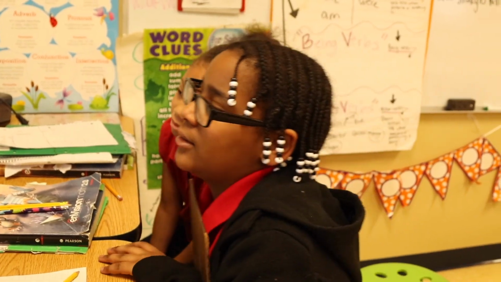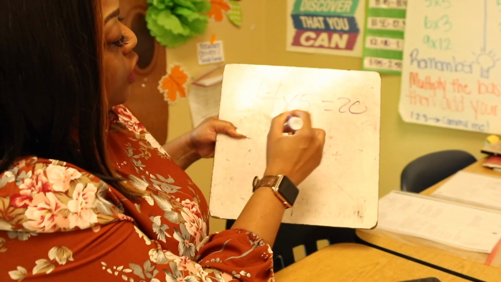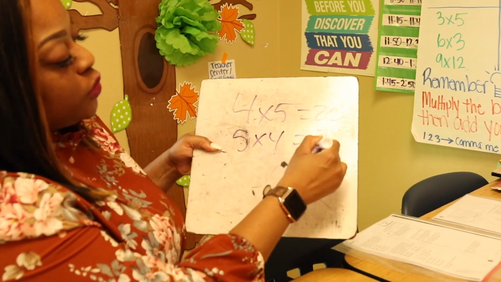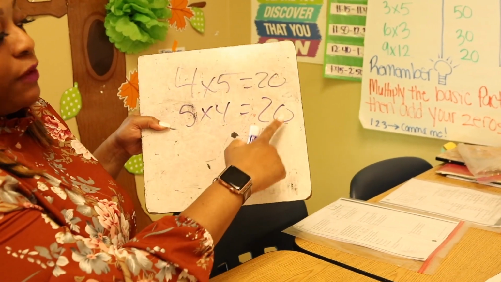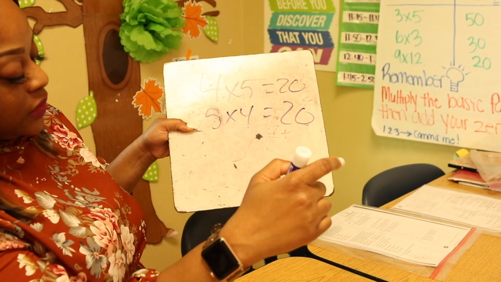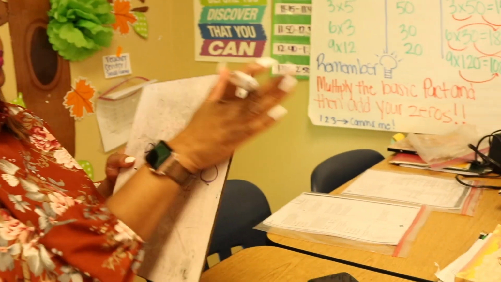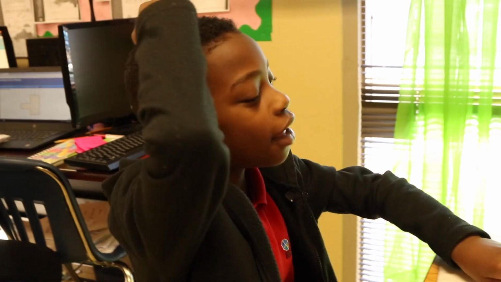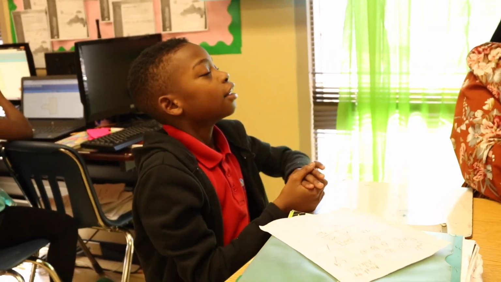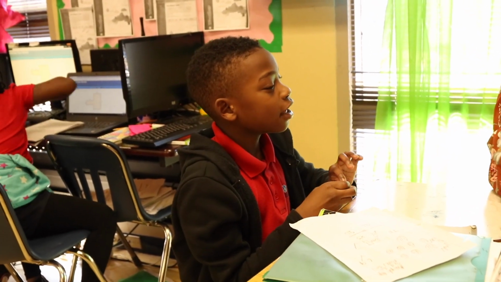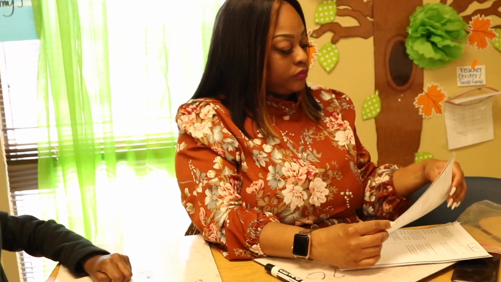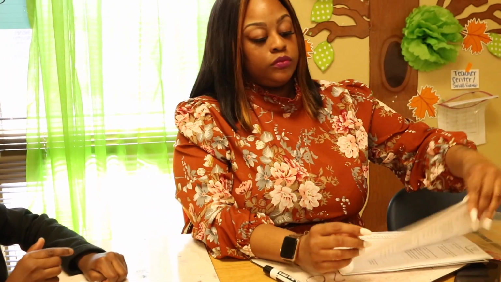See how she said 4 times 5 equals 20 or 5 times 4 equals 20. No matter the order, it's still going to give you the same what? The same product, the same answer. It just switches around. Like if you put 5 times 9, you'll get 45. But if you switch it around to 9 times 5, you'll still get 45.